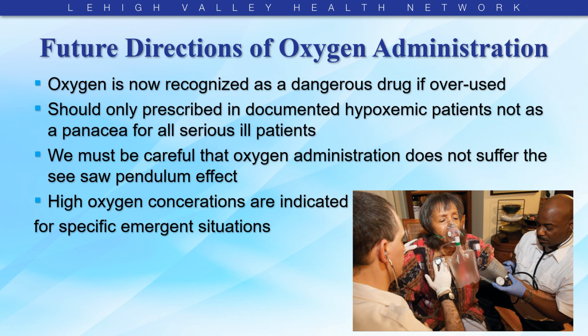We must be careful oxygen administration does not suffer the seesaw pendulum effect. As I said, we don't want people hypoxic because we know the ills of hypoxemia. You can cause tissue death and you can cause death in general. And high concentrations are indicated for specific emergent situations. I'm not saying you don't put anybody on 100% for short term. You first intubate them, you can put them on 100% until you get their sat up from the intubation or the resultant hypoxemia. But once you get a good sat, turn the FiO2 down. Don't leave it high.